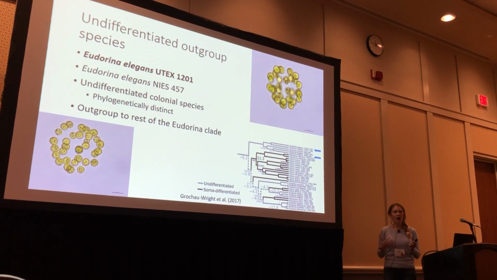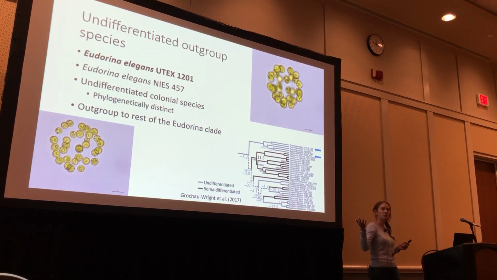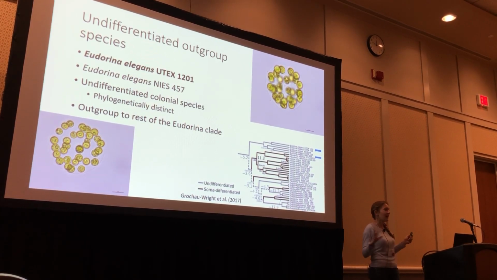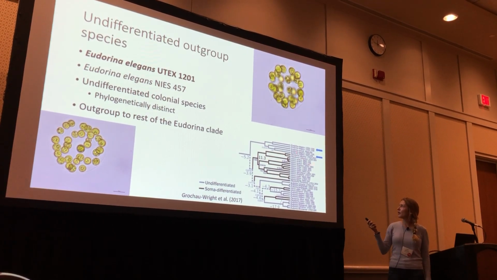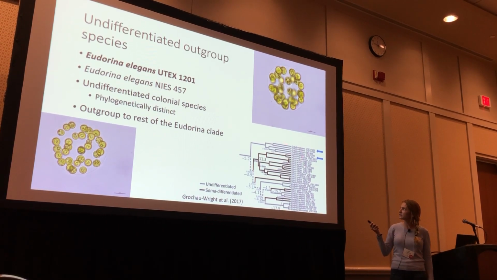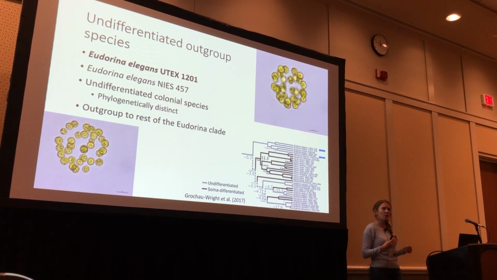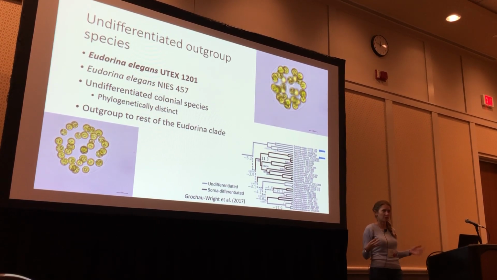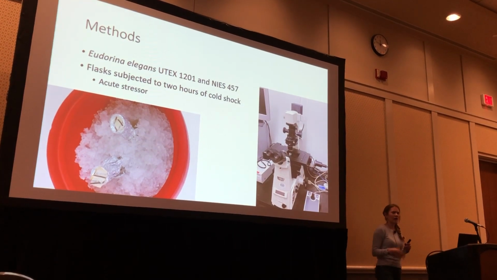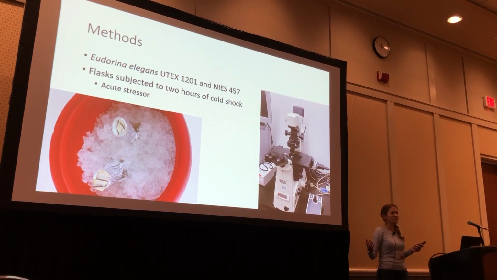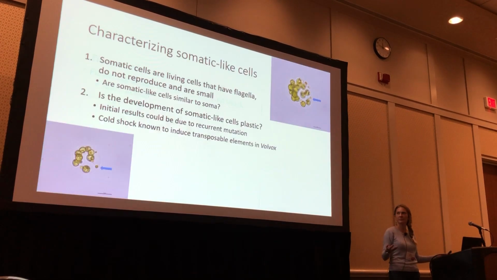So to test this, I'm focusing on two different Eudorina elegans species, Eudorina elegans UTEX 1201 and NIES 457. They have the same name, but they are phylogenetically distinct. They're two different species. And they're both located within this smaller subclade here, which is an outgroup to the rest of the Eudorina clade, and most likely never had an ancestor with somatic cells. And I'm taking these two species and I'm subjecting them to an acute environmental stressor. It's 2 hours of cold shock, and then I'm imaging them.